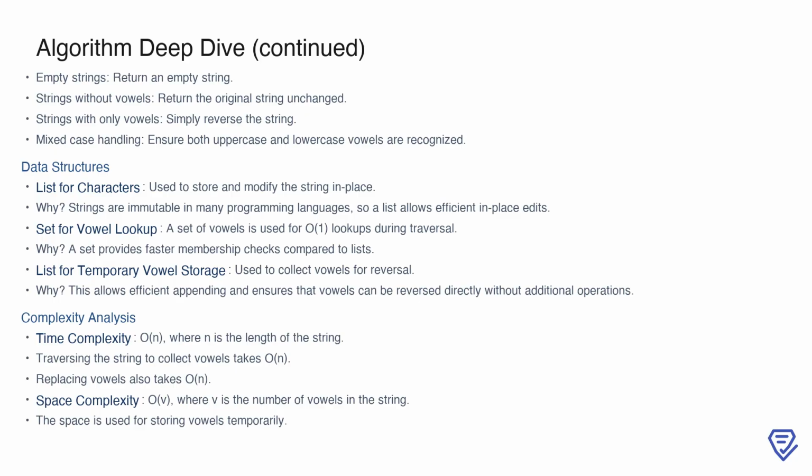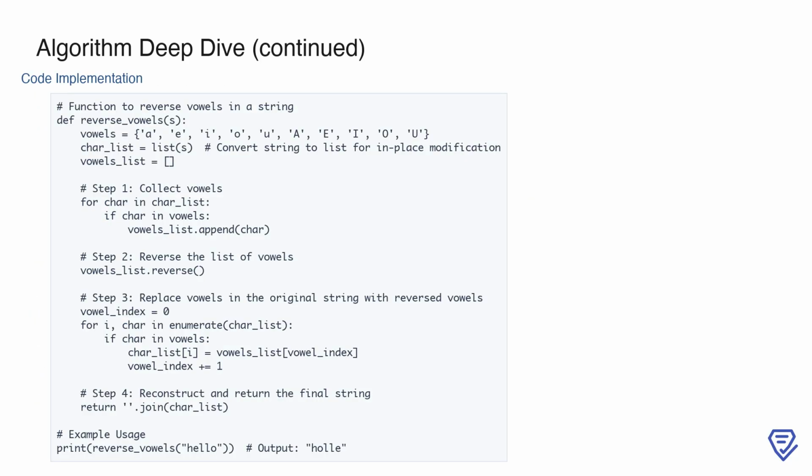In terms of complexity, the time complexity is O(n), where n is the length of the string. This is because we perform two traversals, one to collect vowels and another to replace them. The space complexity is O(v), where v is the number of vowels, as we store them in a separate list. Here, we dive into the code implementation.